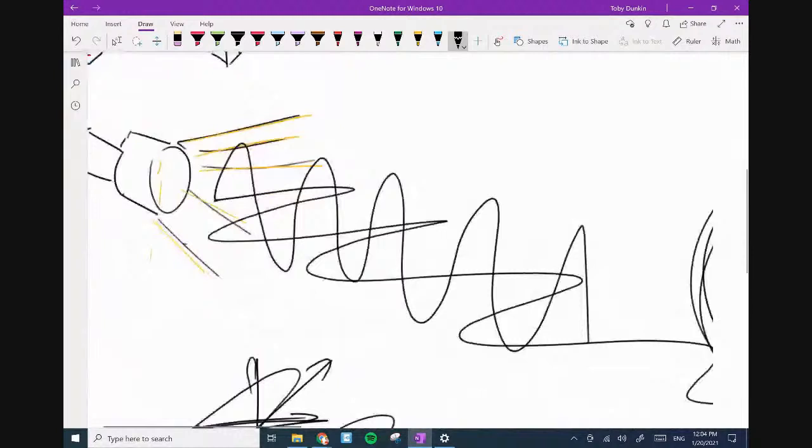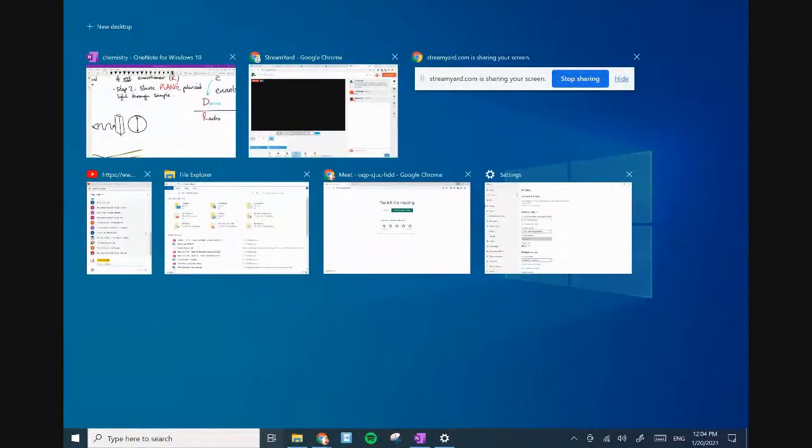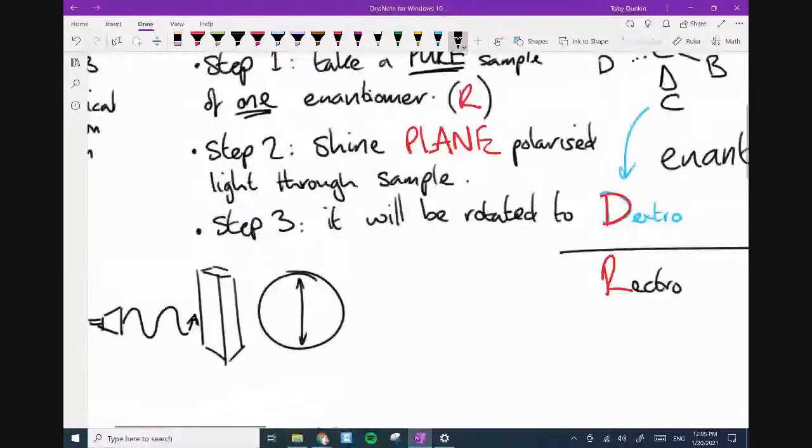And we're going to choose the vertical plane. I like the vertical plane. It's easy. The vertical plane went through. Now, here's the really cool bit. Shine plain polarized light through the sample. And here's step 3, the observation. It will be rotated, to the right or left, by equal and opposite angles.